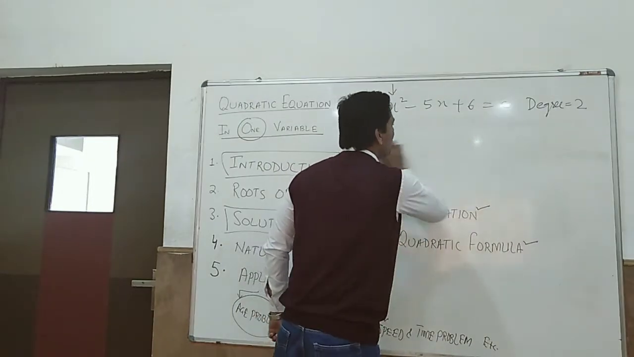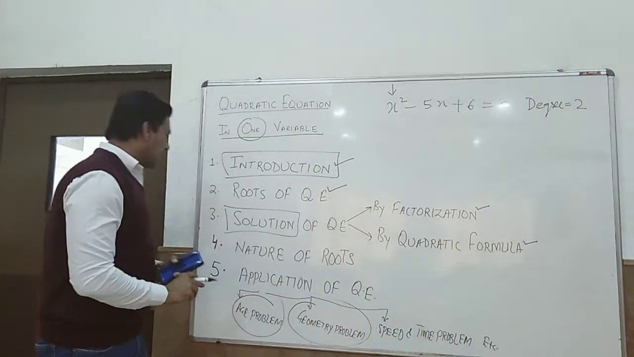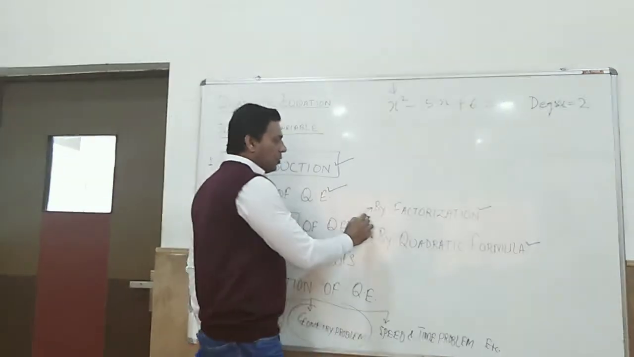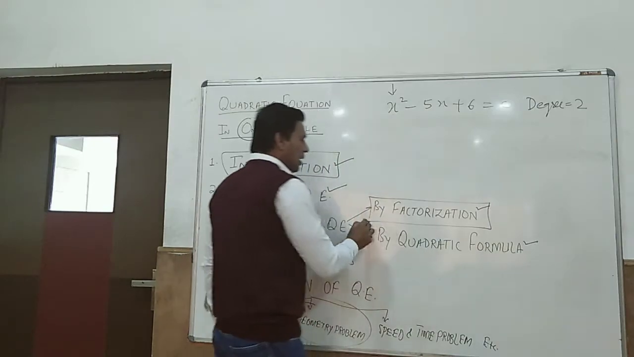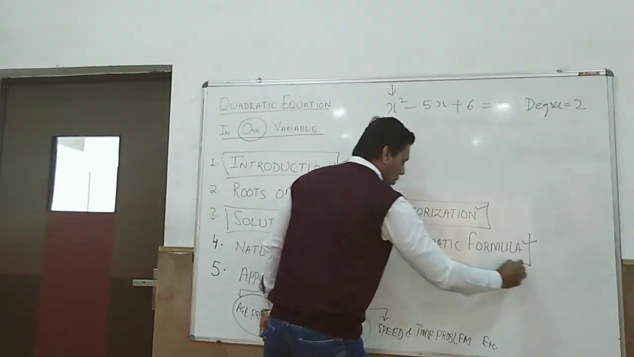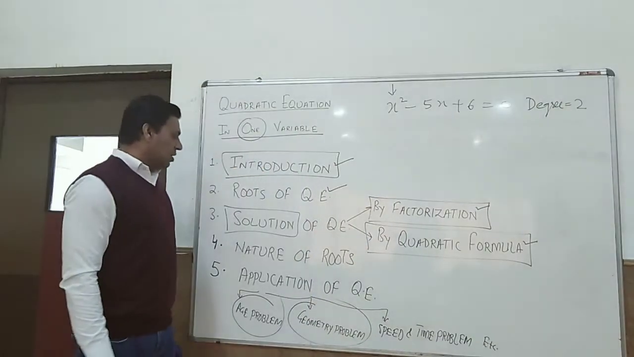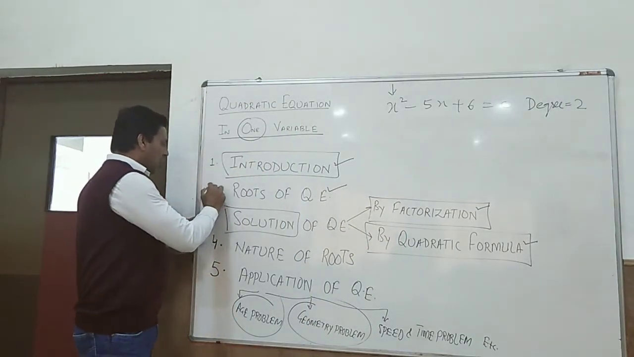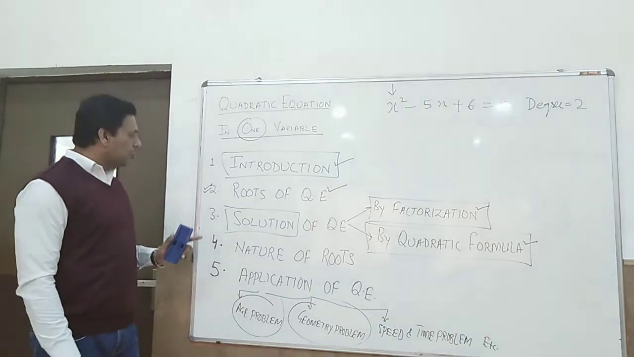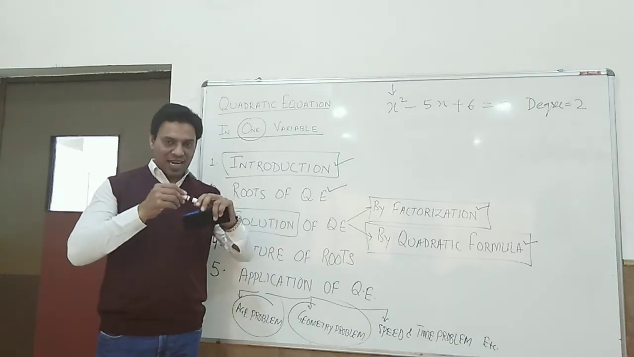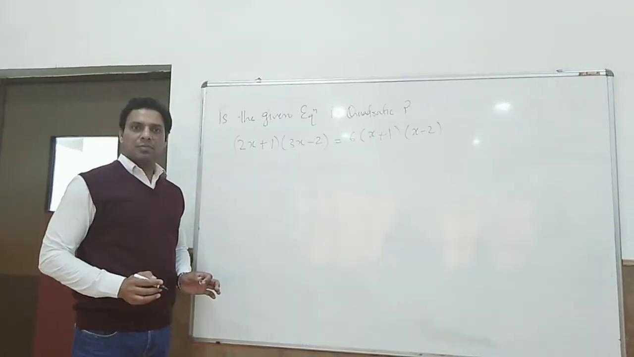Okay, so now we have the third point, solution of quadratic equation. So as I have told you, there are two methods. Number one by factorization and number two by quadratic formula. So first of all, we will do some questions on point number 2, roots of quadratic equation. So you have to understand roots of the quadratic.